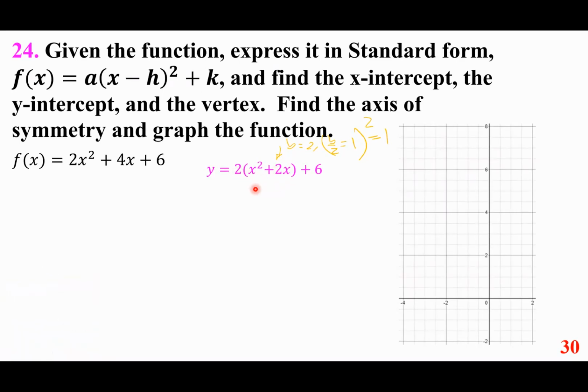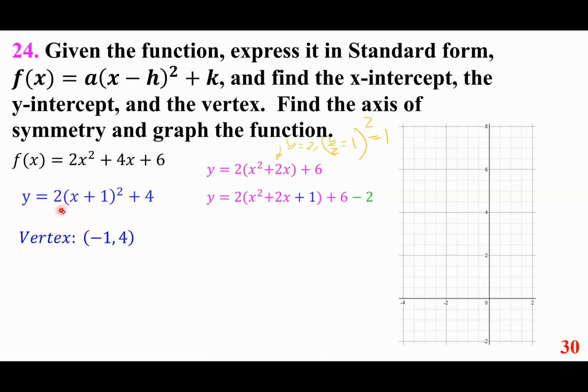If I add 1 in here, that means I'm adding 2 times 1. So either I add 2 to this side or subtract it from the same side. Please understand, I'm adding 1. That means I'm adding 2 to this side, so I'm subtracting 2. And therefore, I end up with 2 times x plus 1 quantity squared, and the 2 add up to 4. Therefore, I have the vertex of negative 1 comma 4. And I know it opens up because A is 2 and it's positive.